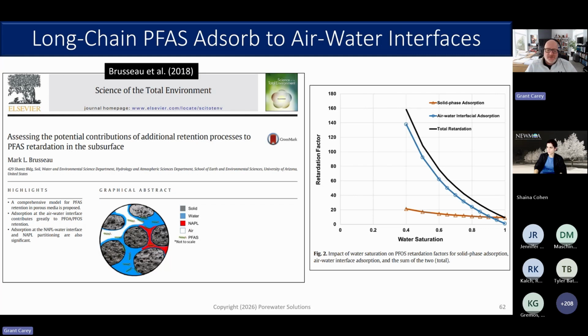And Mark Brusseau from the University of Arizona came out with a classic paper in 2018, and it really talked about how these PFAS, because they're surfactants, will absorb to that air-water interface. In the chart on the right, the orange line shows what the retardation factor looks like, mainly from just absorption to carbon in soil. And the blue line represents the increased retardation, which Mark calculated in 2018, from absorption at the air-water interface for PFAS. This is before a lot of field work had been done. I think we understand it better now and know the coefficients of absorption better, but he showed clearly you can get a lot of absorption at that air-water interface.